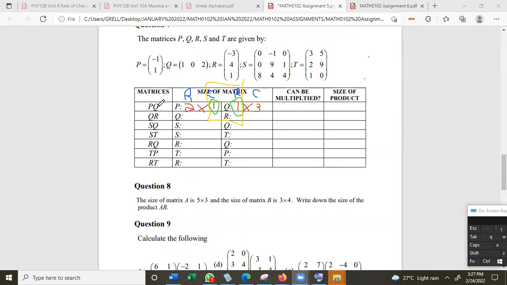Now let's look at Q. Q now has 1 row. So that's why you have that 1 there. And 3 columns. That's why you have that 3 there.